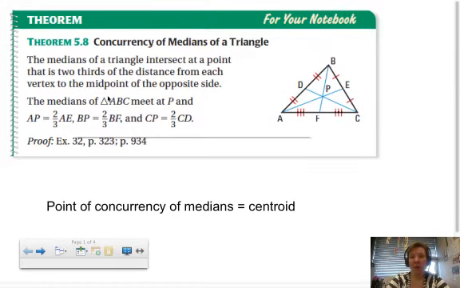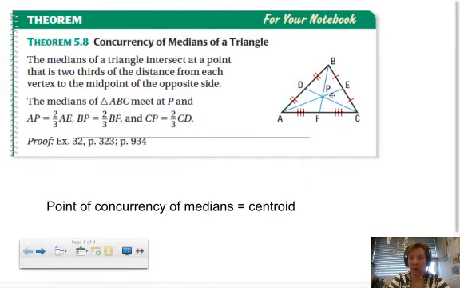We learned about medians of a triangle and altitudes of a triangle, and just like angle bisectors and perpendicular bisectors, medians and altitudes have a point of concurrency as well. Kind of buried in your book, if you're doing this from your book, is the fact that the point where the medians meet is called the centroid. And so this point P here would be the centroid.